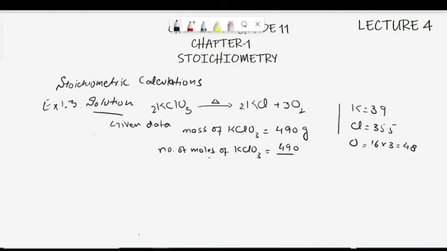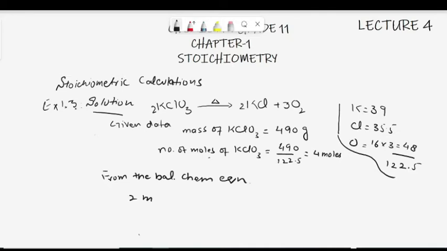This is equal to 48. And when you add them up, this becomes 122.5. You can do it yourself just to check. So 490 divided by 122.5 is equal to 4 moles. So we have 4 moles of potassium chlorate, and through thermal decomposition, it will give potassium chloride and oxygen. Now, from the balanced chemical equation, we know that 2 moles of potassium chlorate produce 3 moles of oxygen.